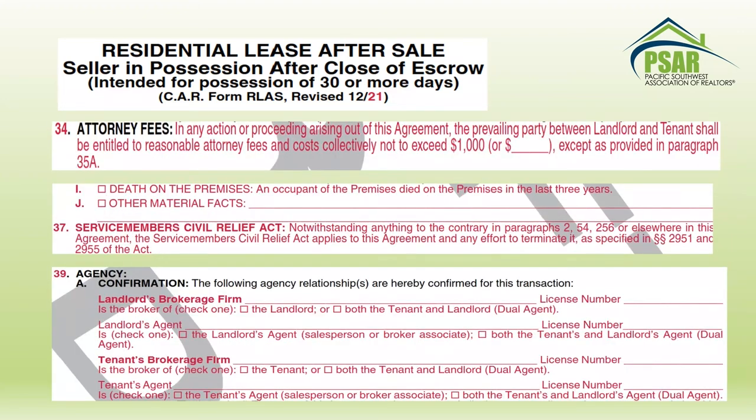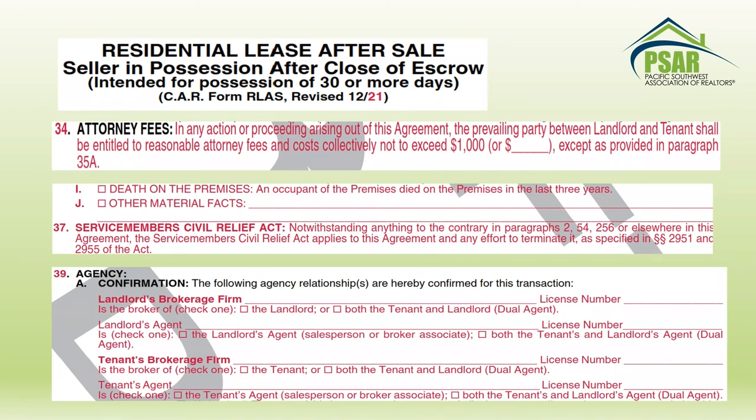There is an additional add that CAR Legal and the Standard Forms Advisory Committee has talked about for years, which is putting a cap on attorney's fees in the lease agreements. So 34, attorney's fees. Any action or proceeding arising out of this agreement, the prevailing party between landlord and tenant shall be entitled to reasonable attorney fees and costs, collectively not to exceed $1,000 by default. This was because many tenants were threatening action against the landlords, and it was going to cost far more to defend that action than to actually just pay them off. So putting that in there was a good change.